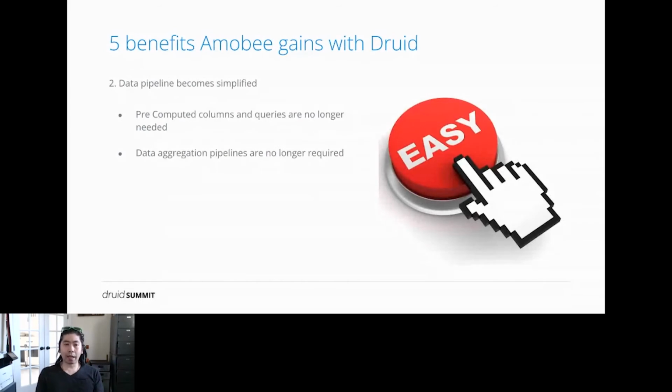Another benefit that we got was that it severely simplified our data pipeline. We no longer have this trunk with all these branches off. It's just one trunk. I'll talk about it a little later in the slides, but we no longer have to do any pre-computed columns or any of these data aggregations to produce aggregates anymore. We just have that one pipeline from Druid into Druid for our data set rolled up at an hour, and that basically serves our needs.